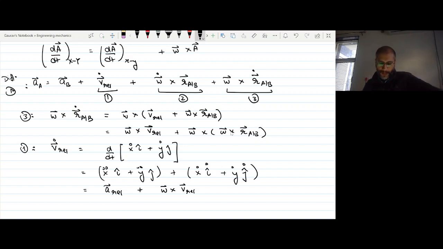Next we'll see what happens to term number 2. Well, for term number 2, there is nothing that we need to talk about. It's simply omega dot cross r. That's because of the change in omega. For two-dimensional motion, that is simply angular acceleration. This is simply an increase or decrease in omega, and that's the angular acceleration term. So let's now write everything in the acceleration.